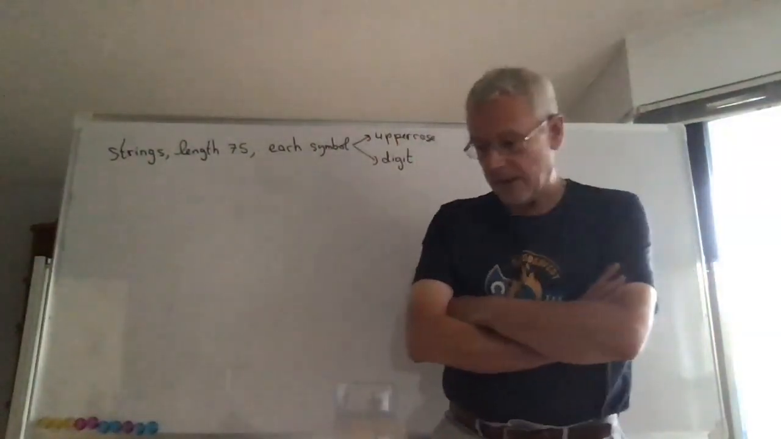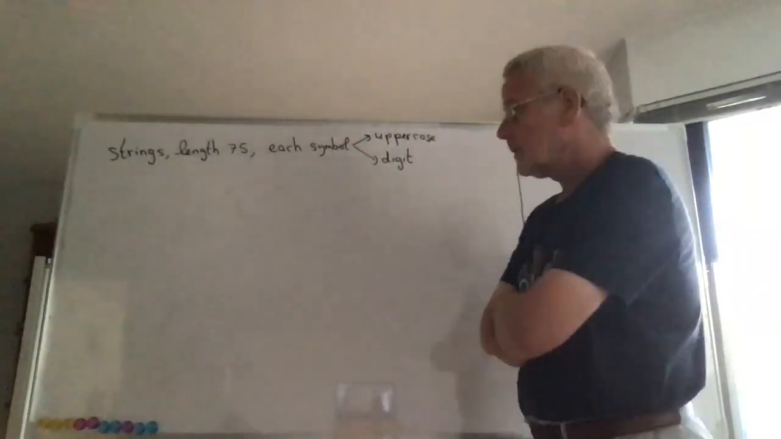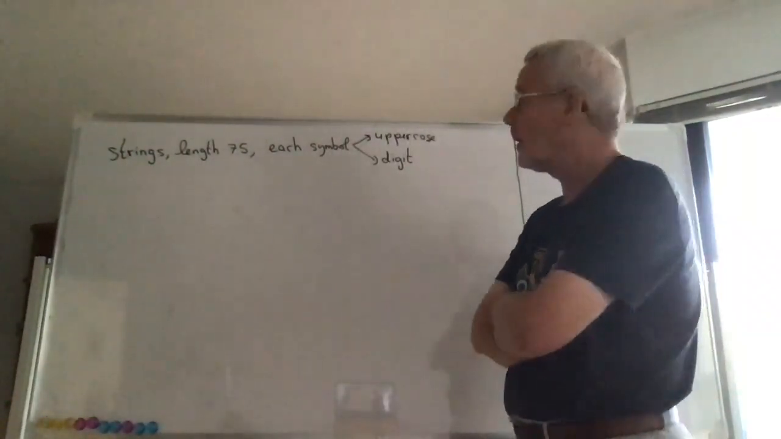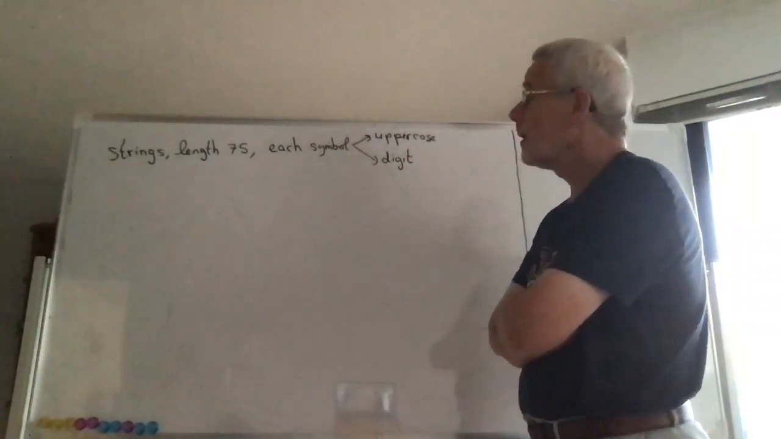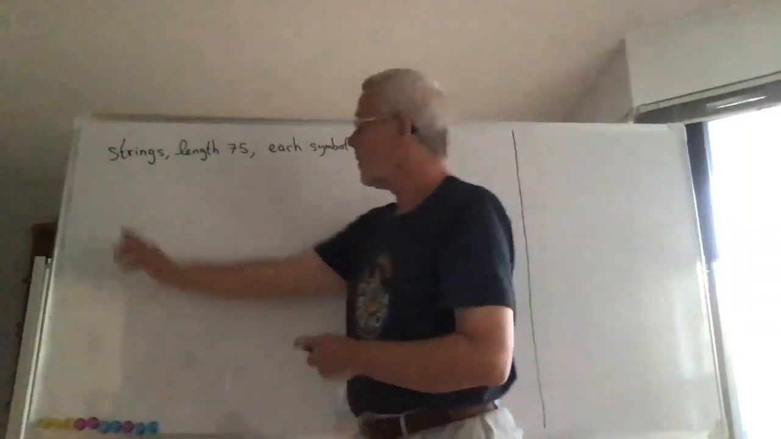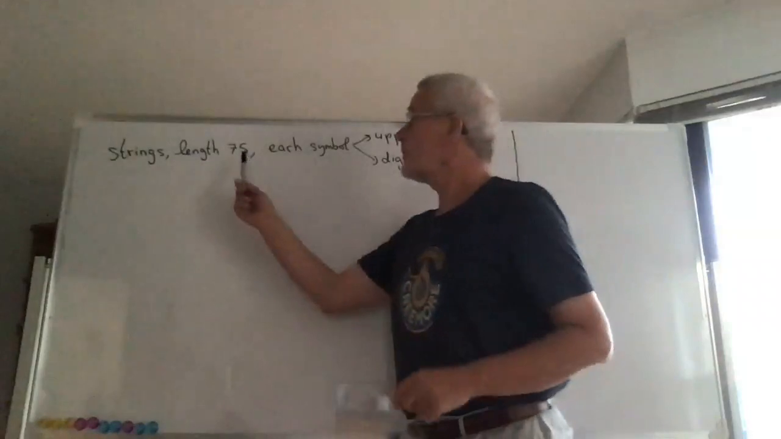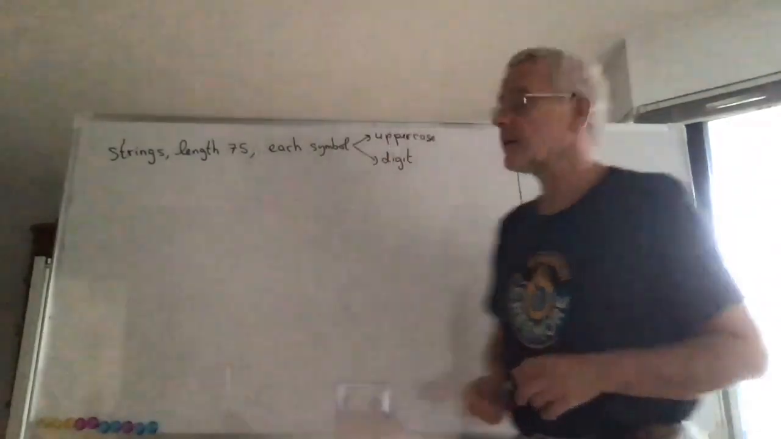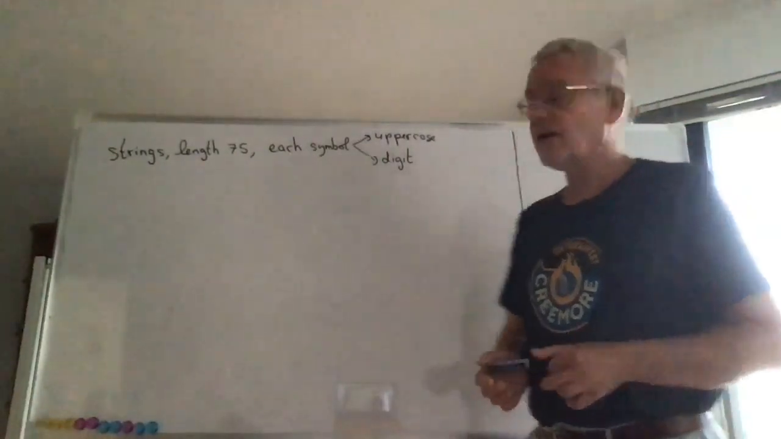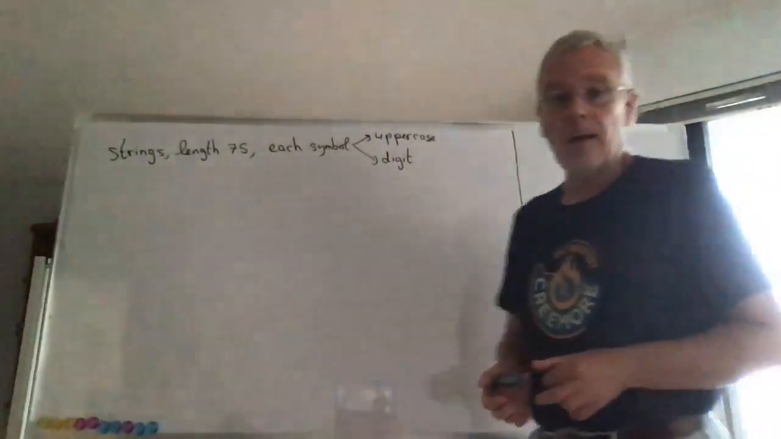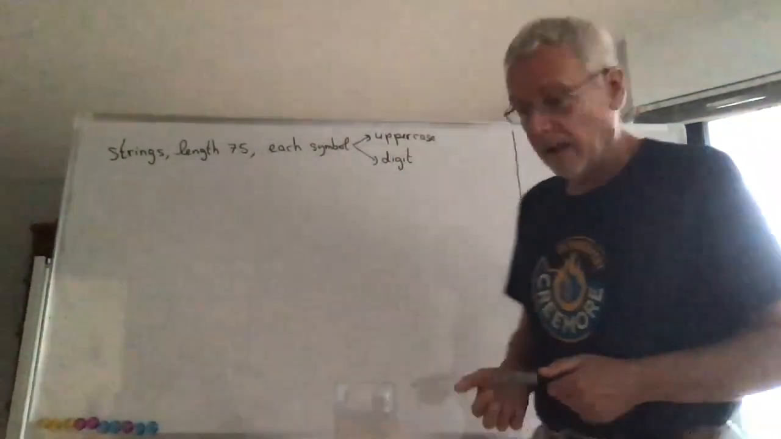Last lecture, I showed you the product rule. So let's start with a quick product rule application. We're looking at strings consisting of 75 symbols, and every symbol is either an uppercase letter or a digit. So how many of these strings are there?